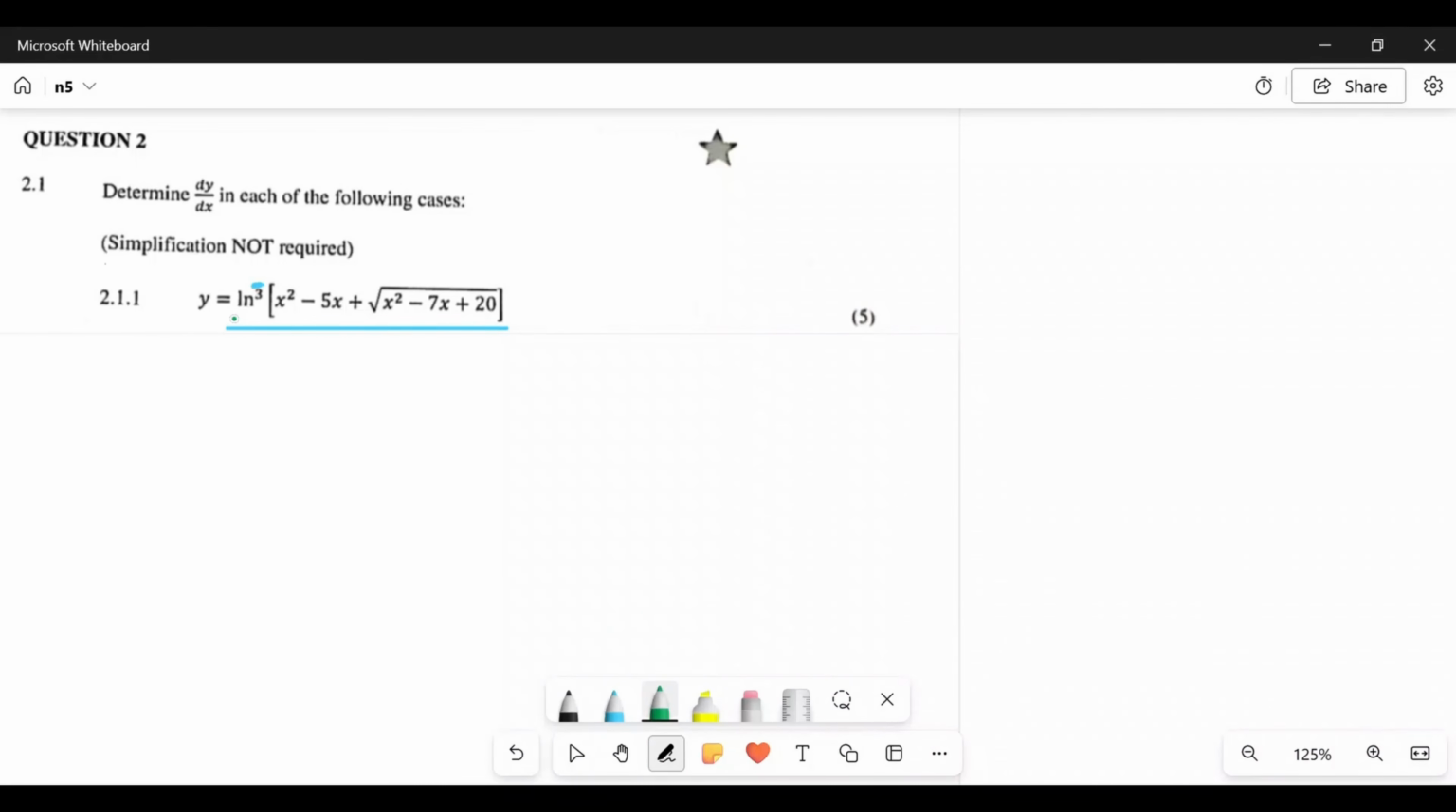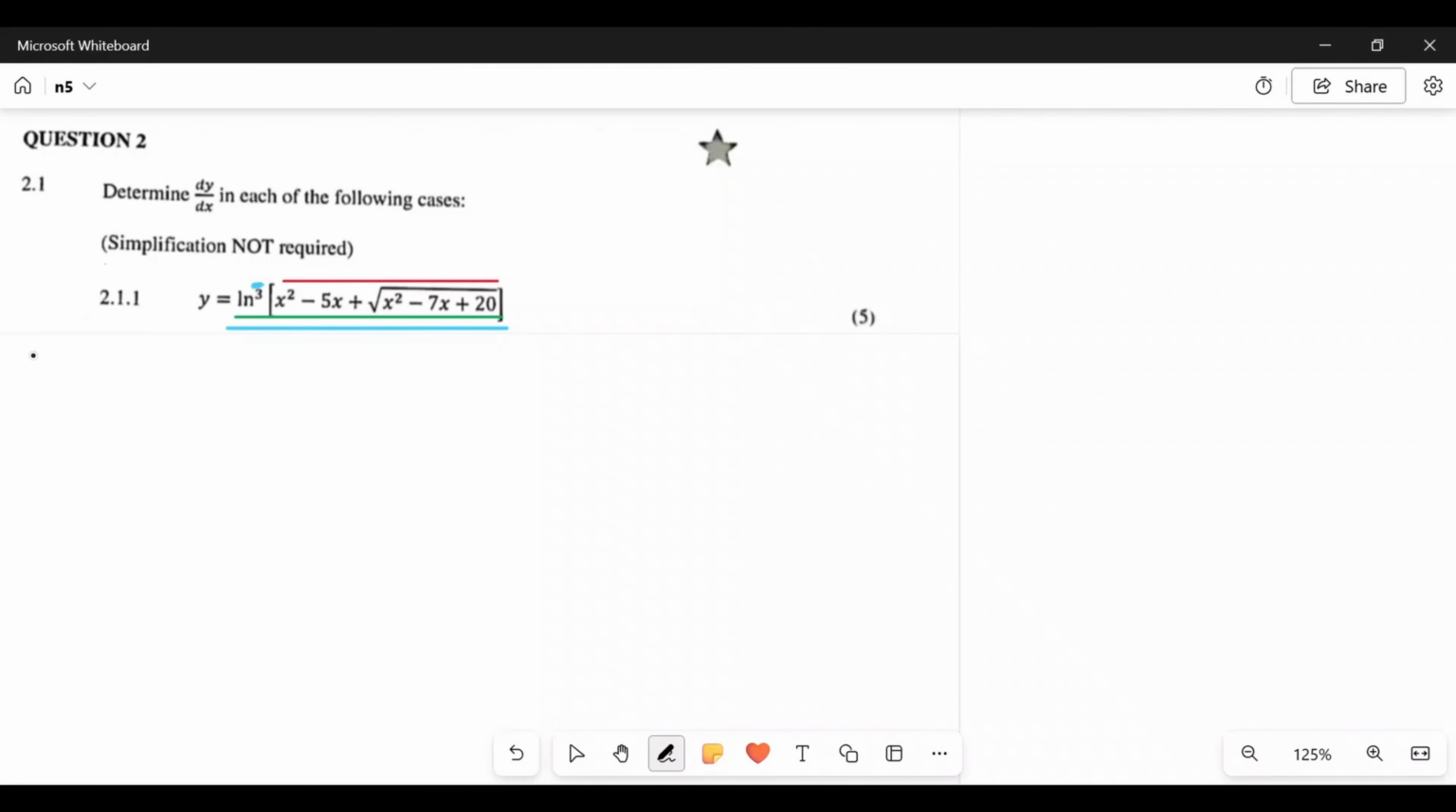So we have one for ln. Let me highlight with green. I hope you guys can see this. Okay. And then we have the one inside there, which is all of this inside the bracket. So we actually have to derive all these. As you can see, we also have an expression that has a root there. We need to change that.